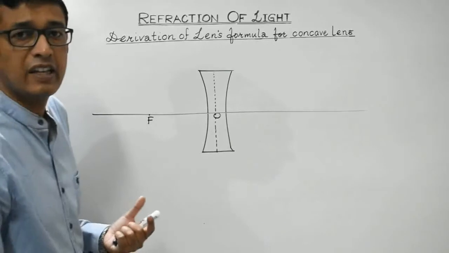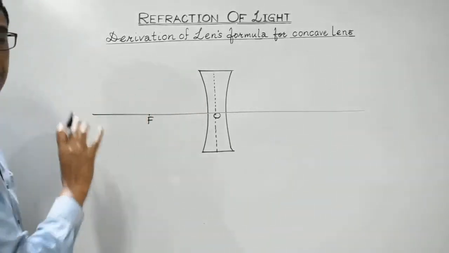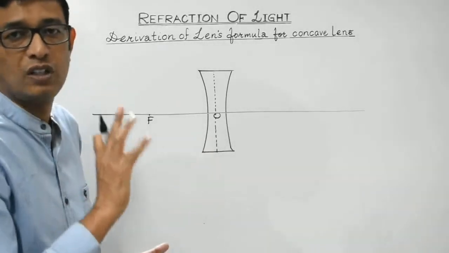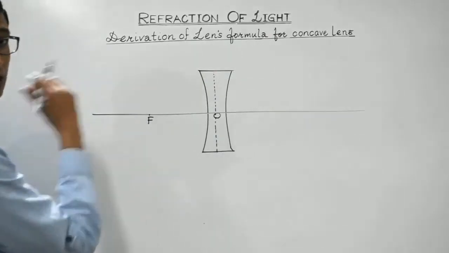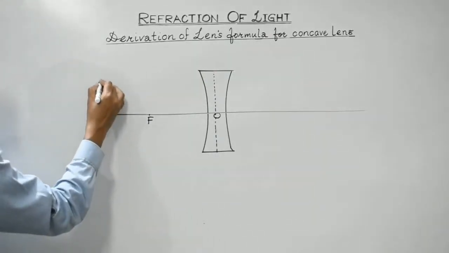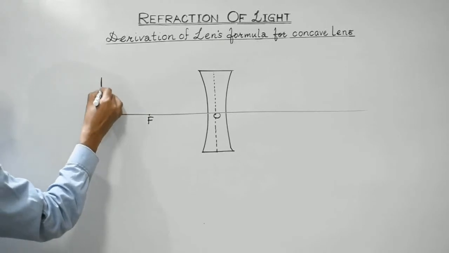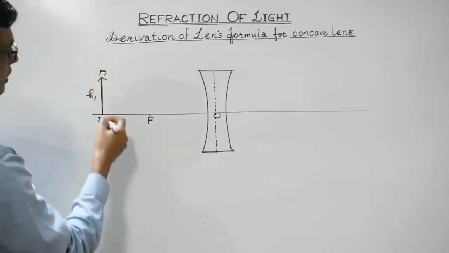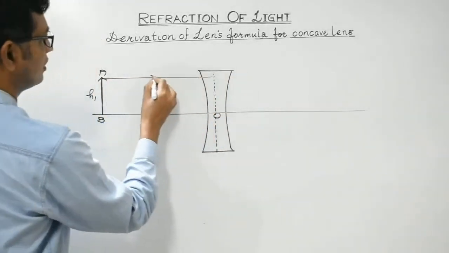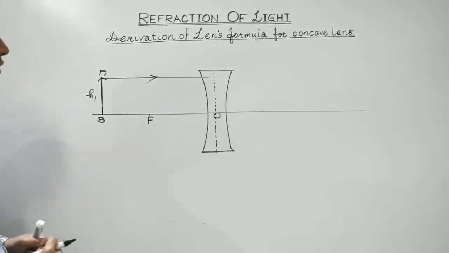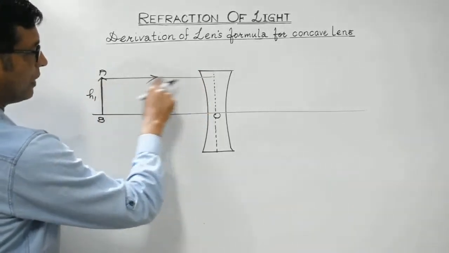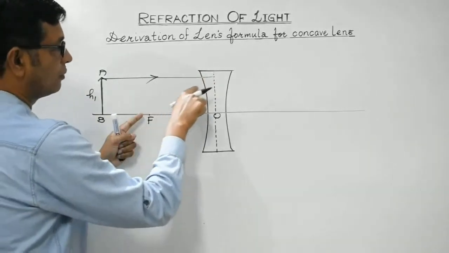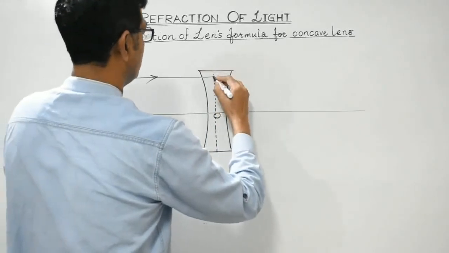An object may be placed anywhere. Wherever the object may be placed in front of a concave lens, the nature of the image obtained is always virtual, erect and diminished, formed on the same side as that of the object. Suppose this is the object, an erect object placed over here, AB. Its height is h1. Size of the object is h1. Look, this is the first rule: the ray which is parallel to the principal axis, after refraction, will appear as if it is coming from the focus. So it will be like this.